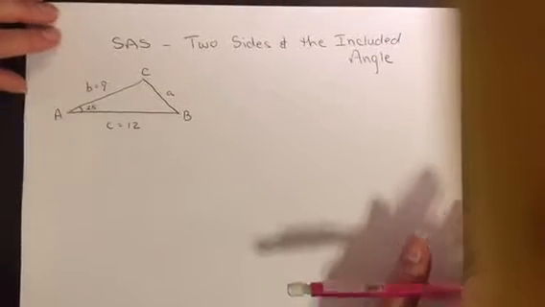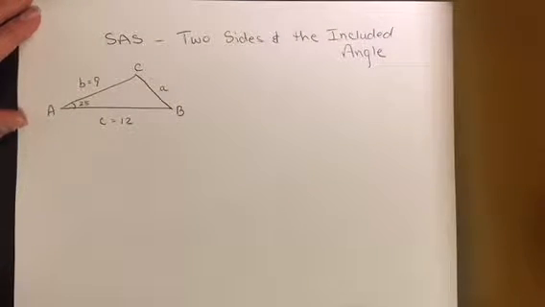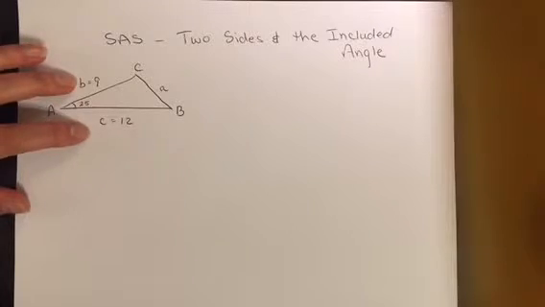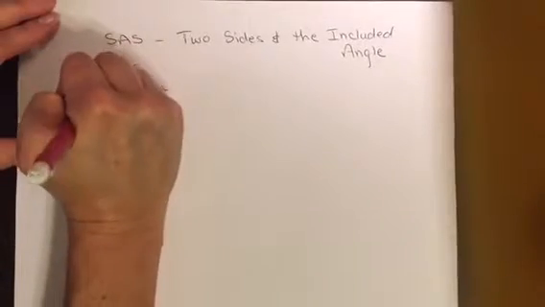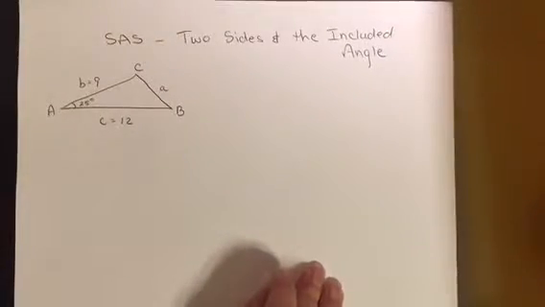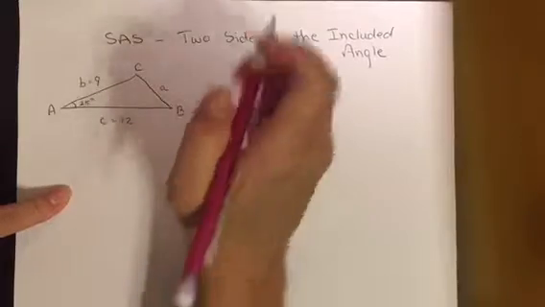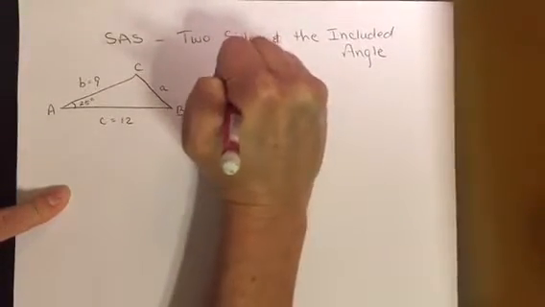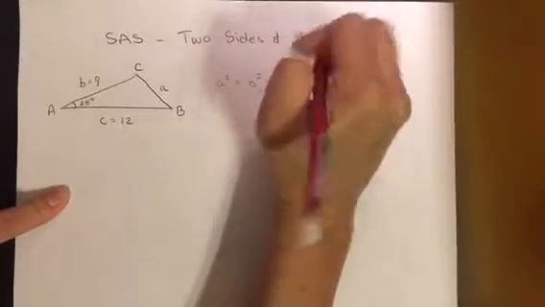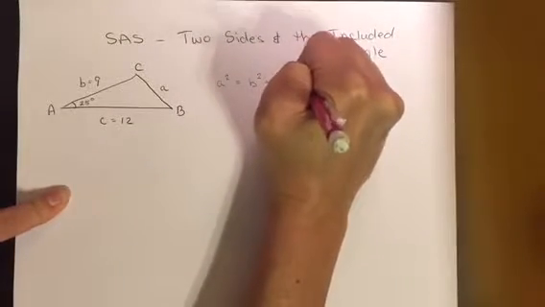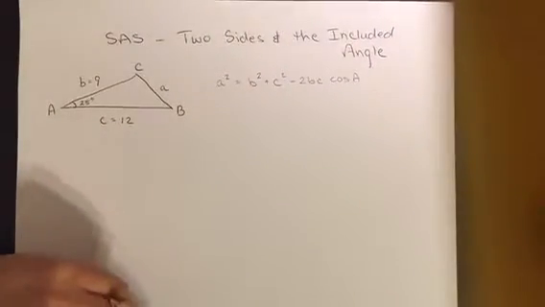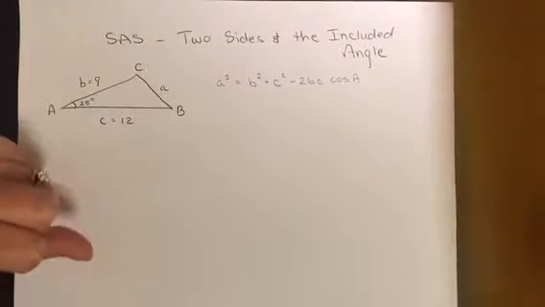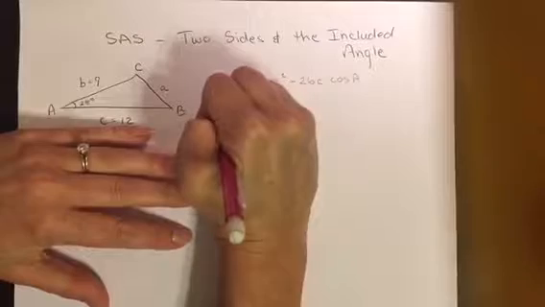Okay. Next, I'm going to do 2 sides and the included angle. So notice I have side B and side C, and I have the angle in between them at 25 degrees. All right, so we're going to use the law of cosines to find side A. I'm going to use the arrangement of the law that is easiest for me. Not because the other one won't work, but because why not save ourselves some work? So let's go ahead and fill this in.